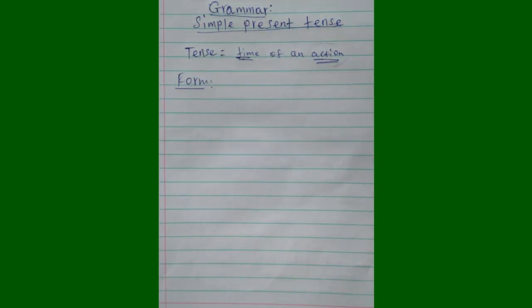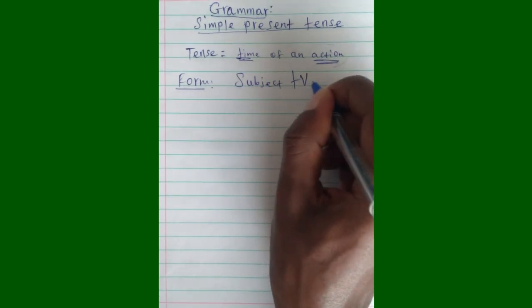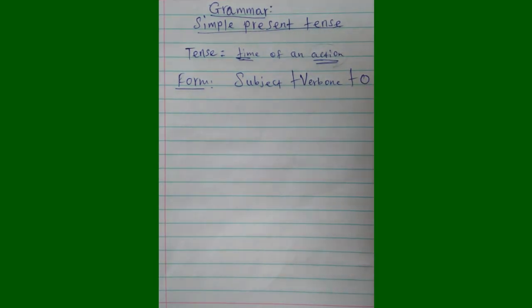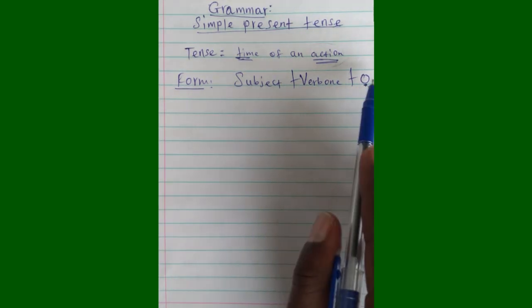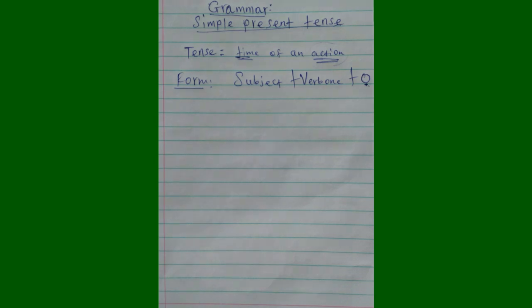Its form or structure is subject plus verb 1 plus object. By the way, the object is optional. On a sentence, object ካለው, if the sentence has an object, it is called a transitive sentence, and if the sentence has no object, it is called intransitive. So in this case, let's say our sentence has an object, so we add it in the structure: subject plus verb 1 plus object. That's the general structure for simple present tense.